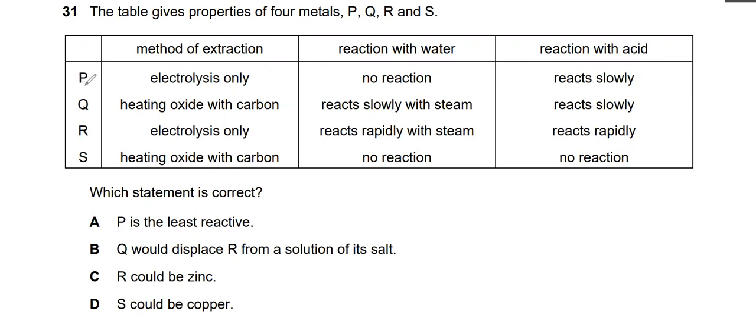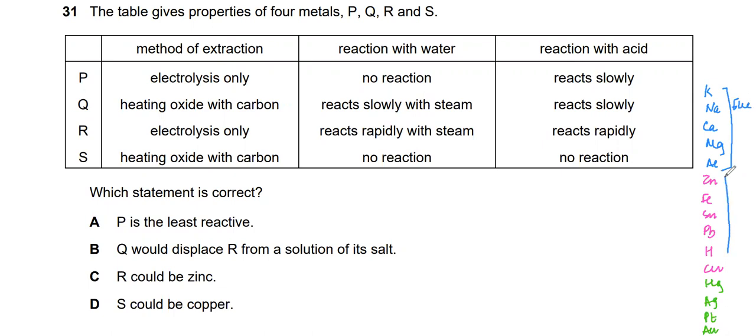Now, let's see for the P. The method of extraction is electrolysis. So that means when you talk about the metals, this belongs to the top chunk. The top chunk of the elements can be extracted by electrolysis because they are very reactive metals. So we require a strong reduction process in order to extract. This is what we have studied in O levels, that these are the elements which are extracted by electrolysis.